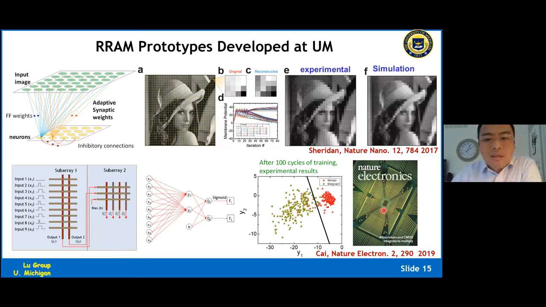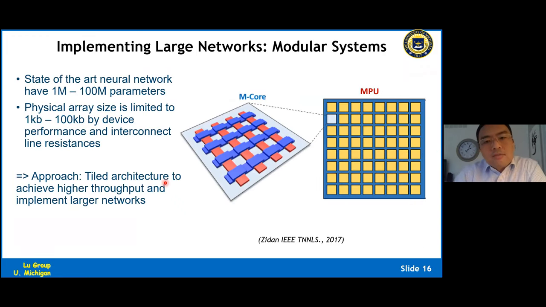In this more recent demonstration, we showed you can map not just a single layer, you can map multiple layers on the same chip. Again, the array doesn't care which operations you use or which models you use; it just implements these vector matrix multiplications for your different models. So that's a very nice demonstration.